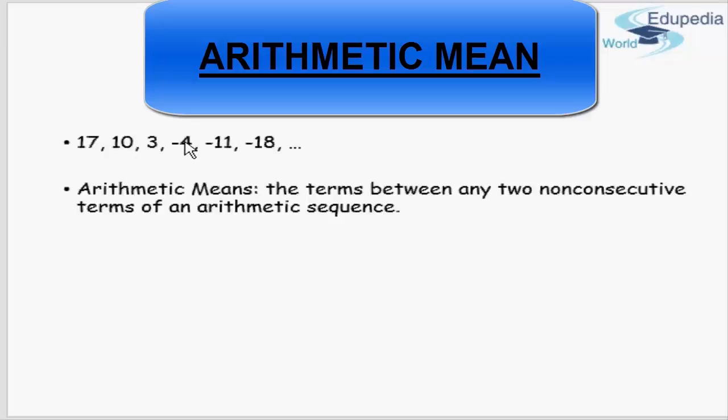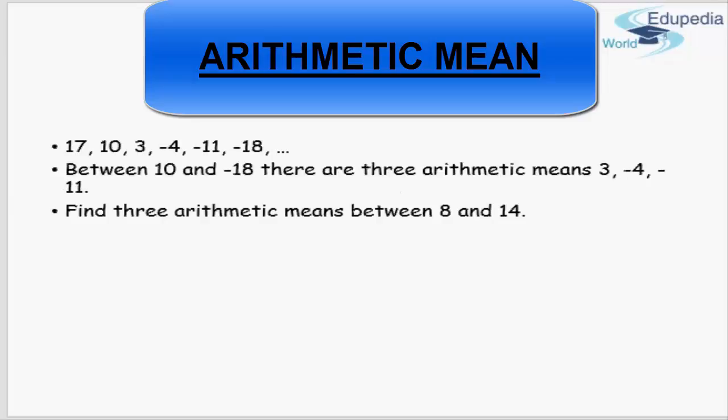But what about if you want to find out the terms between the non-consecutive terms? What if you want to find out the terms between 10 and negative 11? What would come in between? In order to find that out, this is called arithmetic mean. For example, between 10 and negative 18, there are 3 arithmetic means: 3, negative 4, and 11. We can see this from the series over here, but the question is going to be framed differently, of course. So these terms in between two non-consecutive terms are called arithmetic means. So between 10 and negative 18, there are 3 arithmetic means: 3, negative 4, and negative 11.